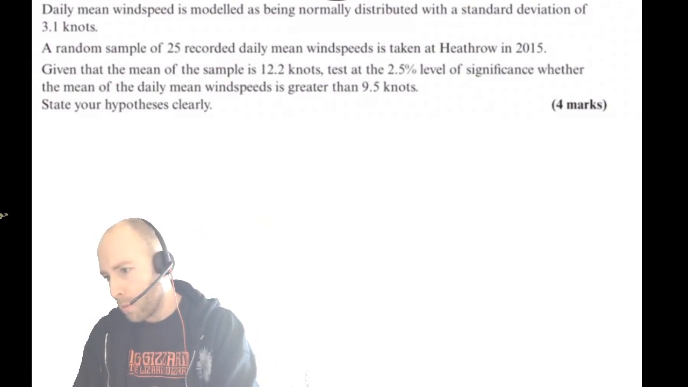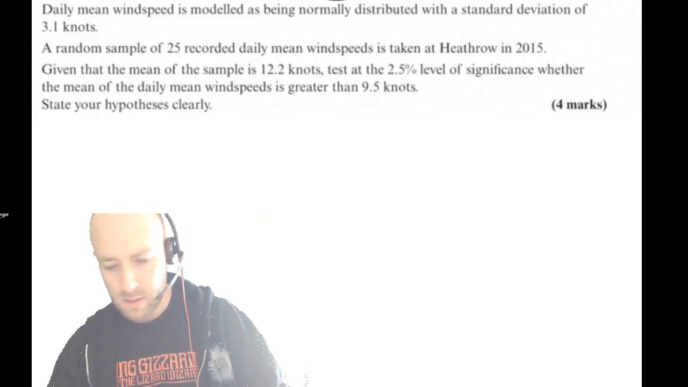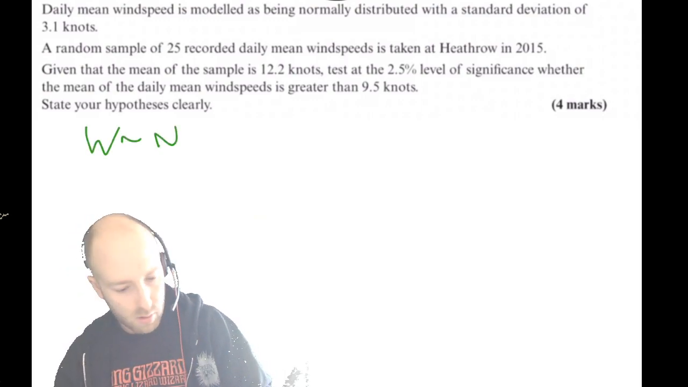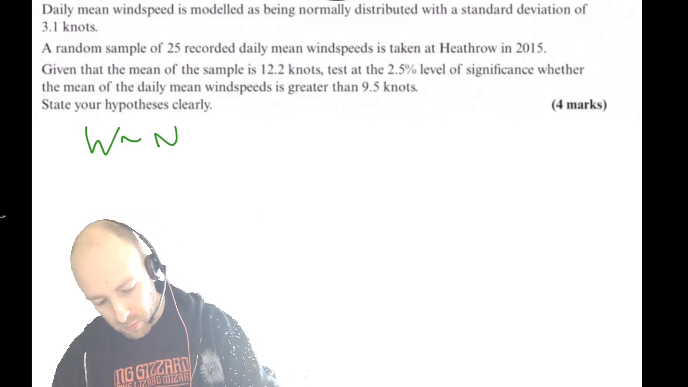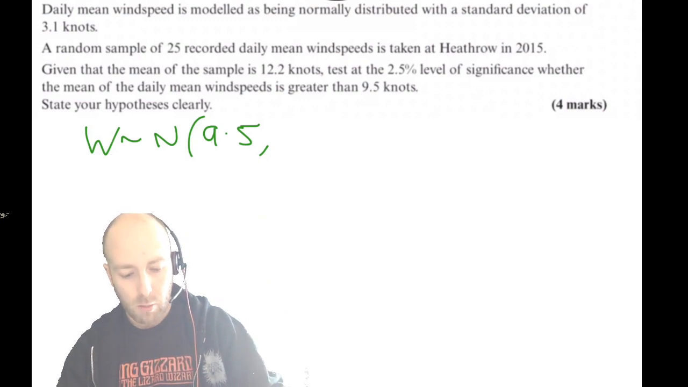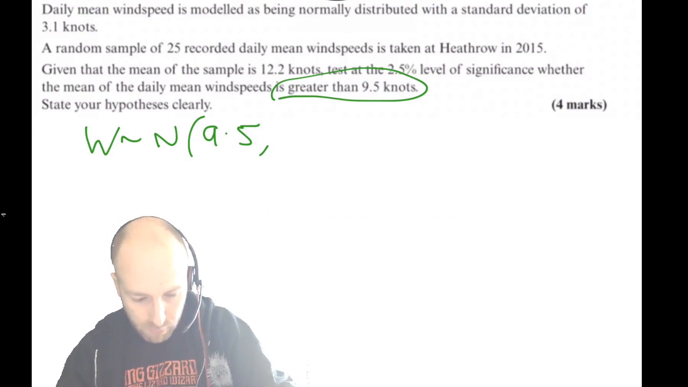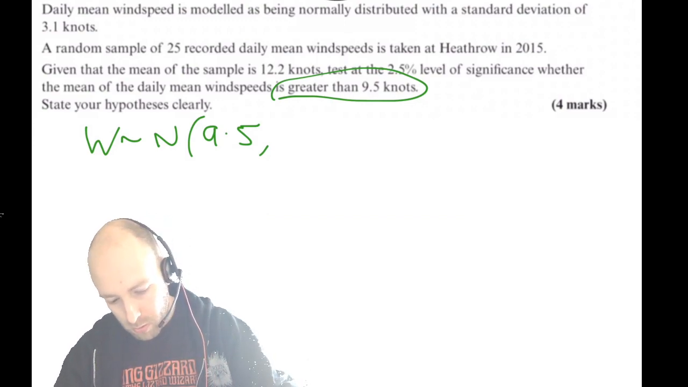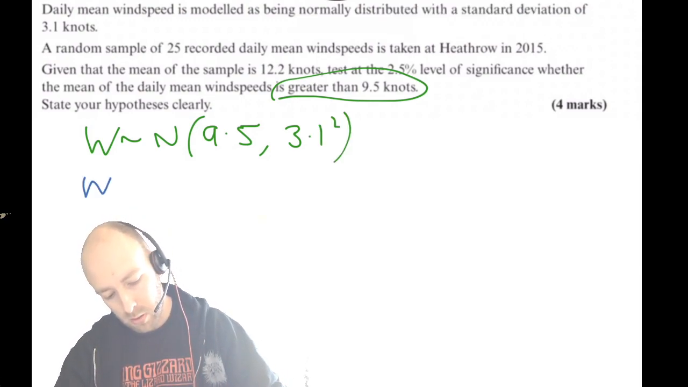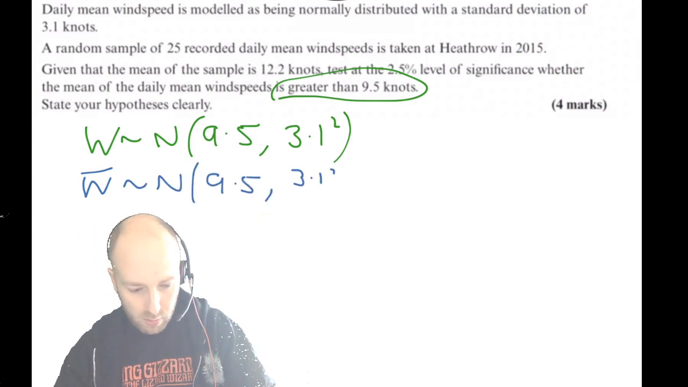All right. So let's write our distributions down. We get W is normal with mean of 9.5. Sometimes you've got to read through to find the population mean. We're trying to prove it's greater than this, so that's what our population mean is assumed to be. Standard deviation 3.1. Okay, so our sample mean is going to have a distribution of N(9.5, 3.1 squared over 25).